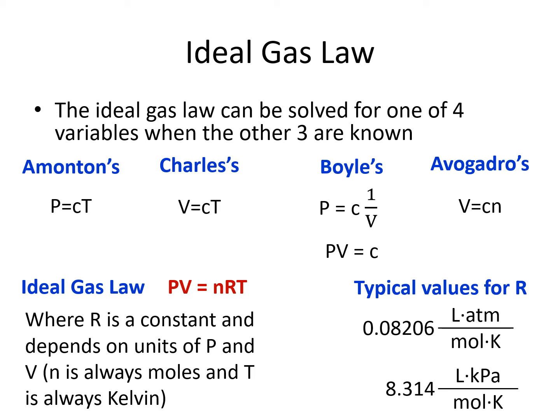We have these units because they're the units needed to cancel out the other units in the equation. Another common unit for R has liters kilopascals per mole Kelvin. So if the volume's in liters and the pressure's in kilopascals, we could use the value of 8.314.